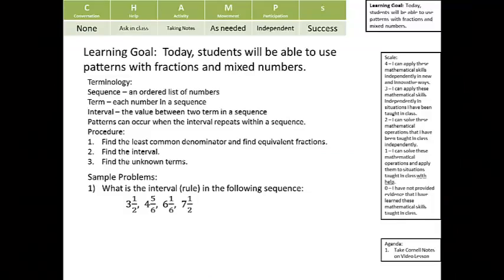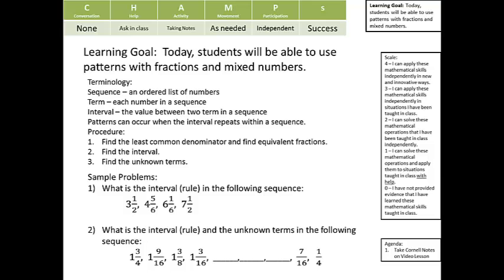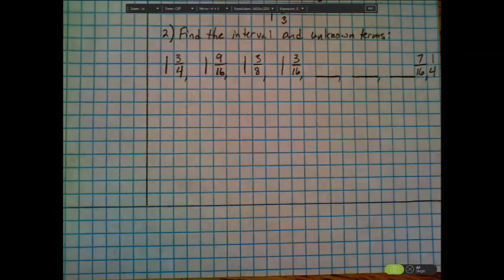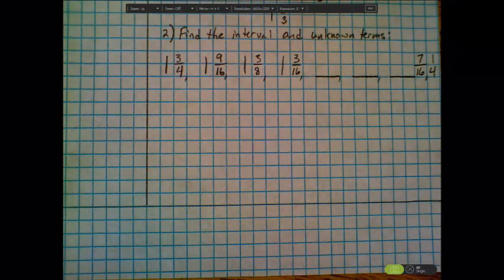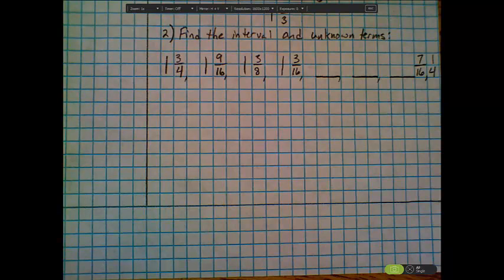So let's do a second sample problem. In this second problem, we're going to find the interval and the unknown terms for the sequence that they've given us. Okay, so here is the sequence of numbers. We have 3 unknown values that we need to find, and then we also need to find the interval in order to help us find those unknown terms.